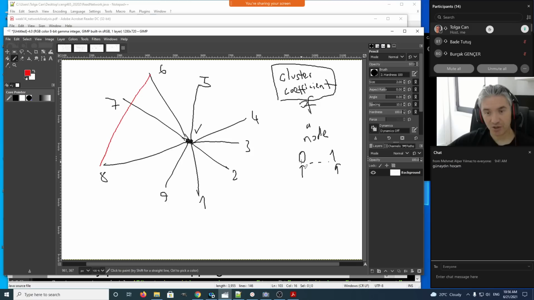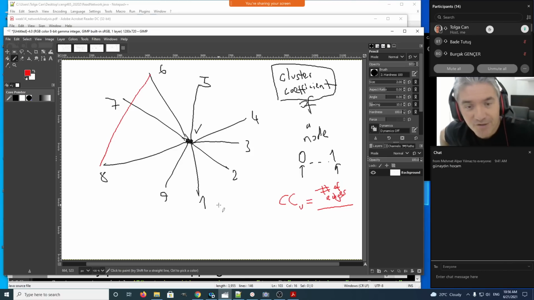Since it's going to be a measure between 0 and 1, it's actually a ratio. The clustering coefficient of this vertex V is the ratio of the number of edges between your neighbors to the total number of edges that is possible between your neighbors. So what is the total number of undirected edges? Again, we are talking about an undirected network from now on. What is the total number of edges that is possible between these 9 nodes?